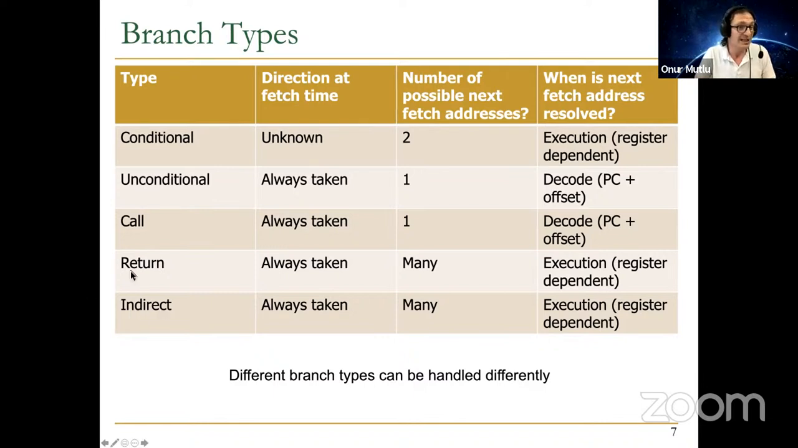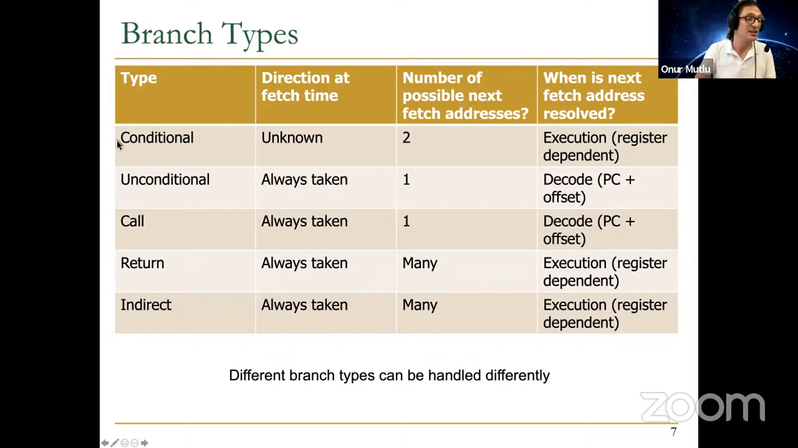Okay, indirect branches are tough. They're always taken, but they have many possible next fetch addresses. Basically, an indirect branch is jumping to a location specified by a register, and that location could be anything. This could be useful for implementing virtual function calls, for example. I'm not going to go into the details unless we have time at the end of the next lecture. But these are actually tough branches to predict because there could be many possible target addresses and you don't know the target address until execution. So indirect branches and conditional branches are the most difficult branches in a machine in general.